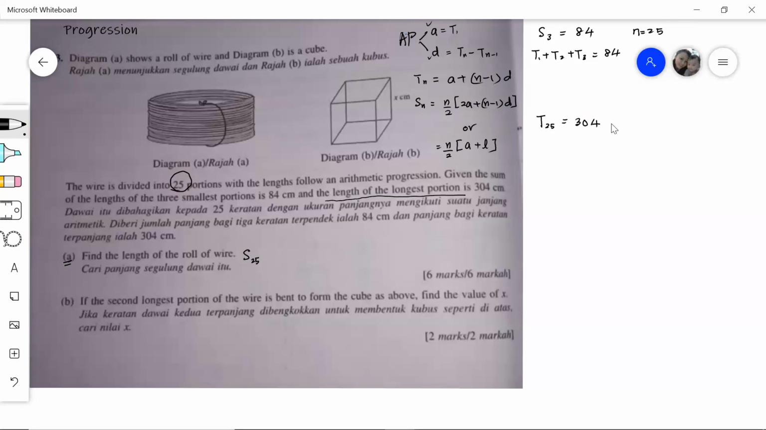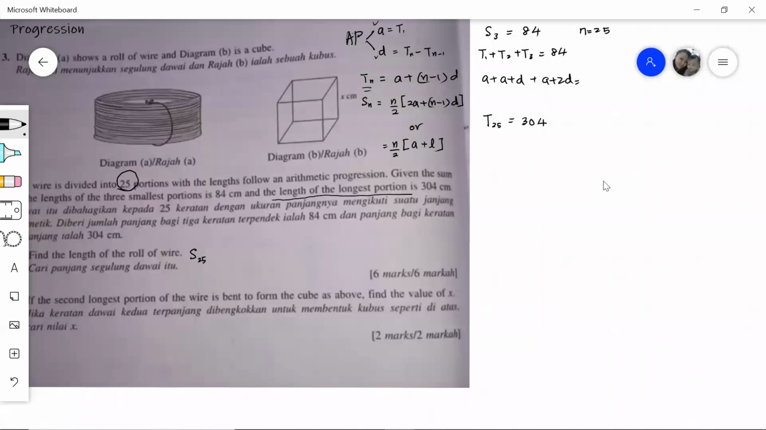So T1 + T2 + T3, we can replace with the formula of Tn. T1 is a, T2 is a + d, T3 is a + 2d, which equals 84. Now let's add the a's together and the d's together. We have 3a + 3d = 84. Dividing both sides by 3, we have a + d = 84 divided by 3, which is 28. Let's call this equation 1. And the 25th term will be a + 24d = 304. Let's label this as equation 2.